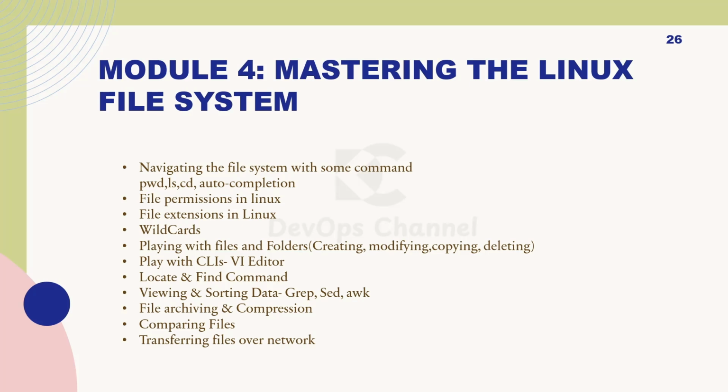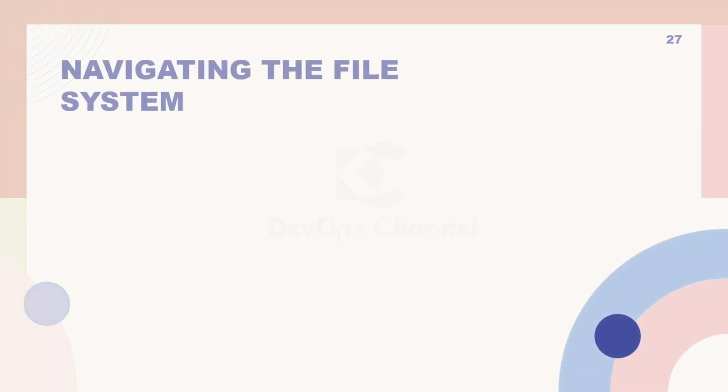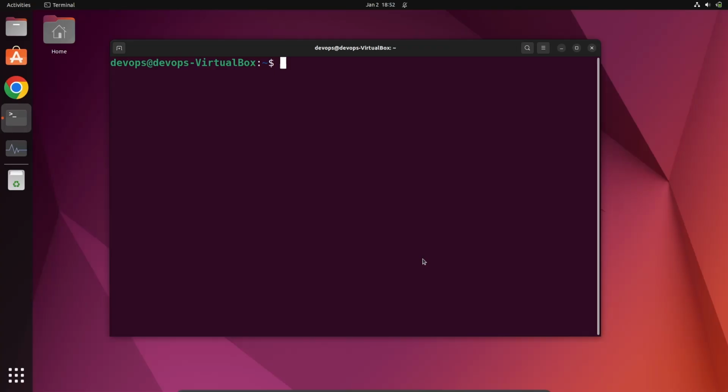In the earlier module we learned about piping and tee with xargs commands, and also created aliases for this. So let's move ahead. In this lecture, we will learn how you can navigate the file system with the pwd, ls and cd commands. So let's move to my Ubuntu VM and practice this.